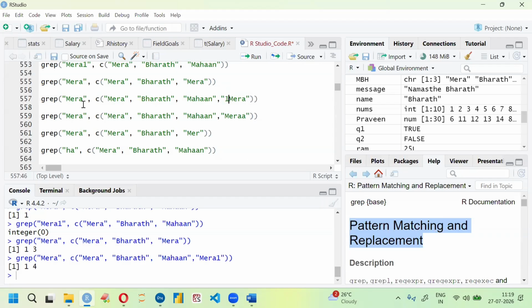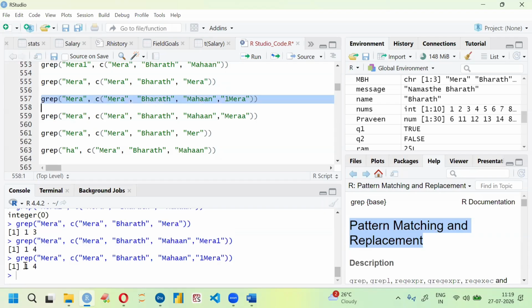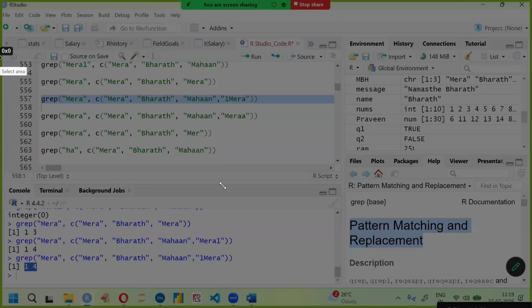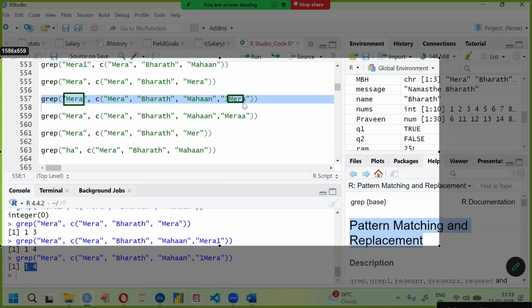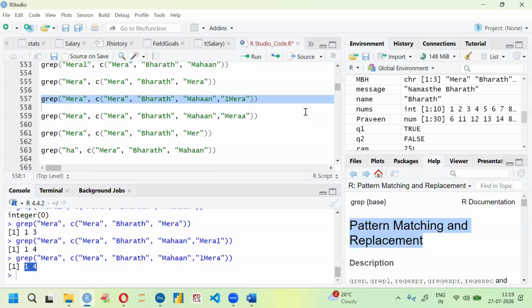Okay, 1 over here. Let us run that one. See, we got 1 and 4. Because pattern matching always looks for the pattern. Here we have Mera. It looks for whether complete Mera is there. Though here 1 is there, but here Mera is there, right? So it is completely matching with the element we are searching for. That is the reason we got 1 and 4. Generally, guys, in Google search and certain such concepts, this type of pattern matching will be used.